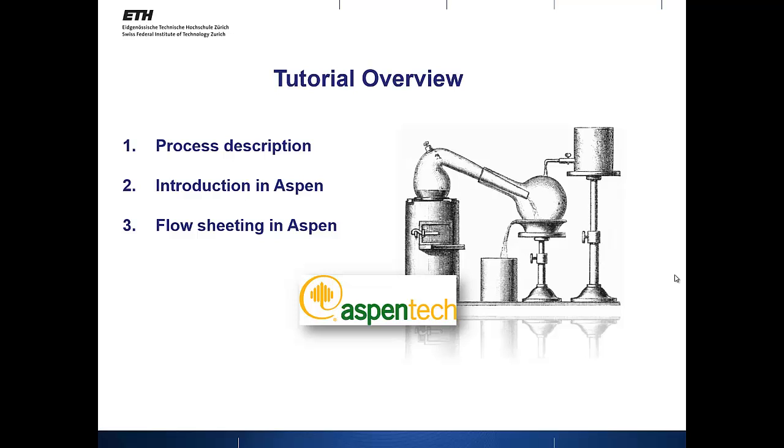First of all, I want to give a small overview about the tutorial. The tutorial is divided in 3 different steps. First of all, I will describe to you our flow sheeting, or our problem which we will solve in this tutorial. Then we will have a small introduction to the new Aspen surface, where we can find, for instance, our thermodynamical properties, or where we can do our flow sheeting. And in the last step we will do our flow sheeting in Aspen in a live simulation.